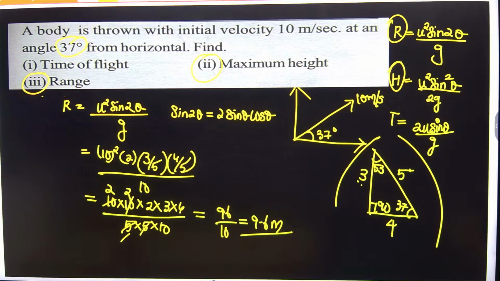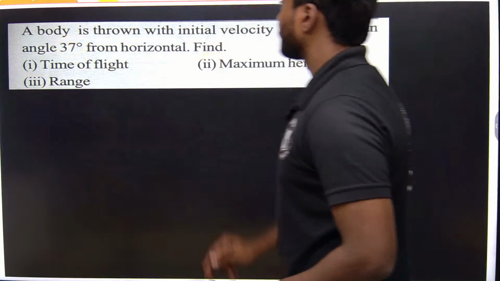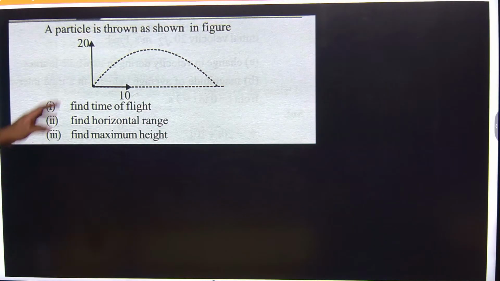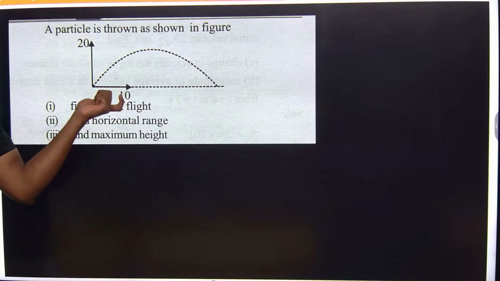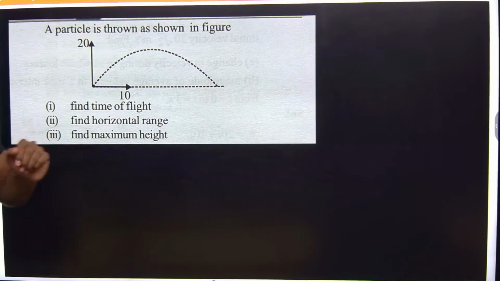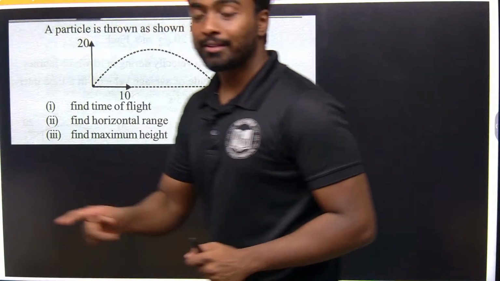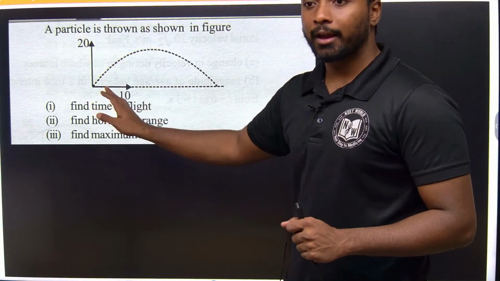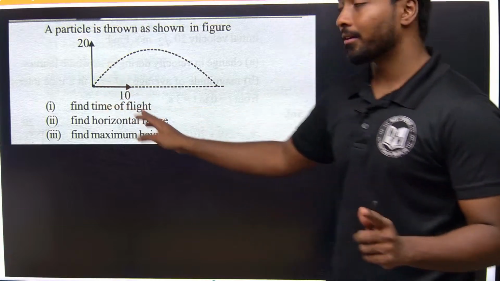Okay, so we'll go for the next question. Here is the question: a particle is thrown as shown in the given figure. Here ux, the velocity in the x-axis, is 10 meter per second and the y-axis velocity is 20 meter per second. In the previous case, a velocity was given making an angle of 37 degrees.